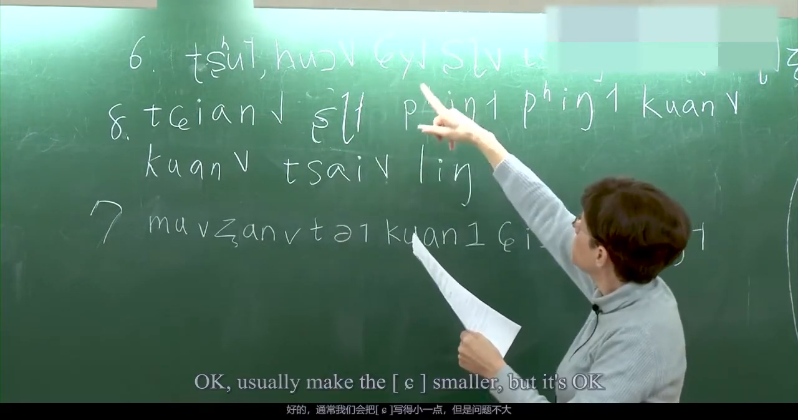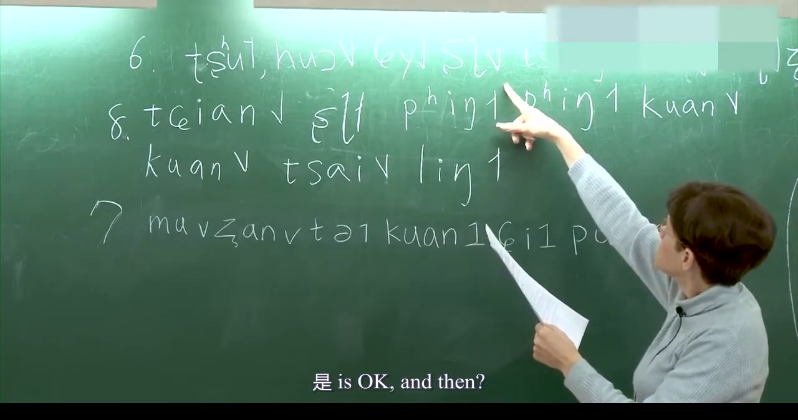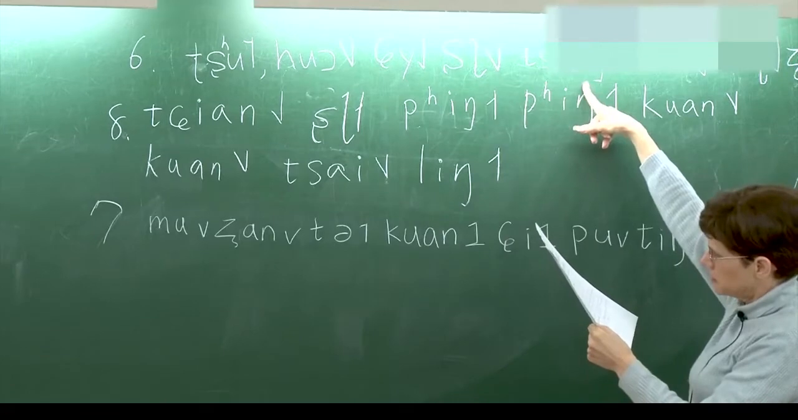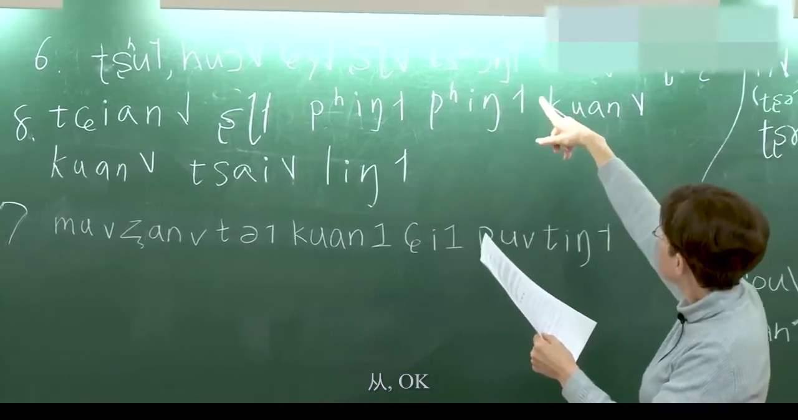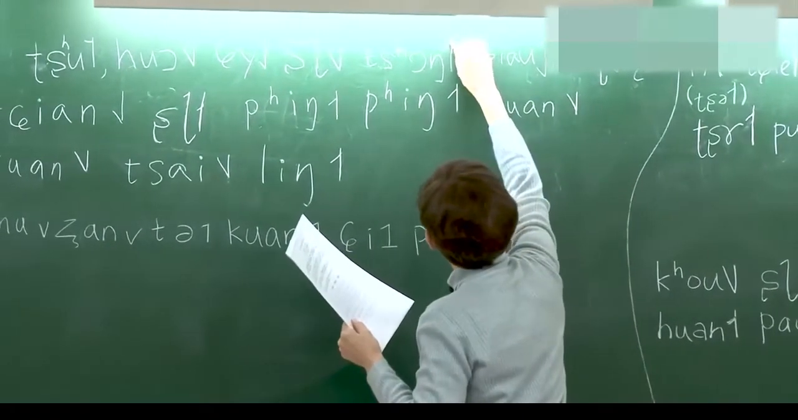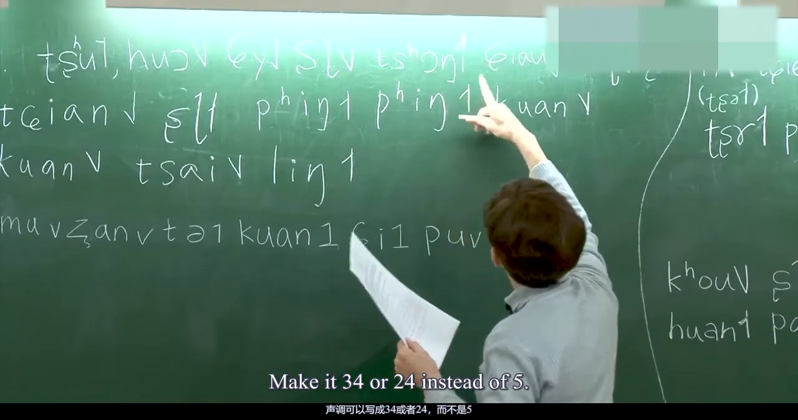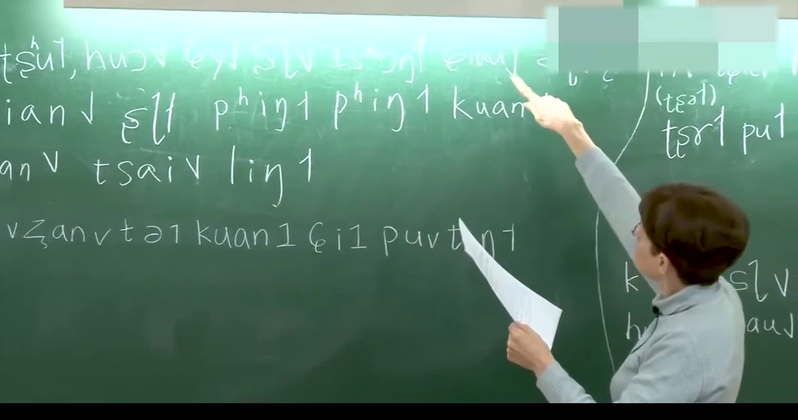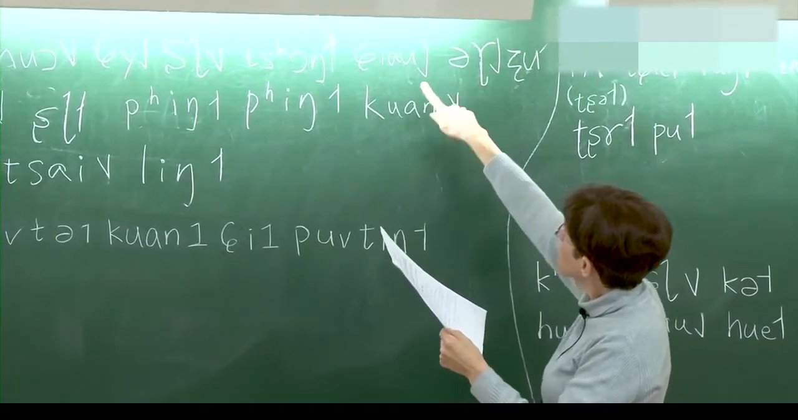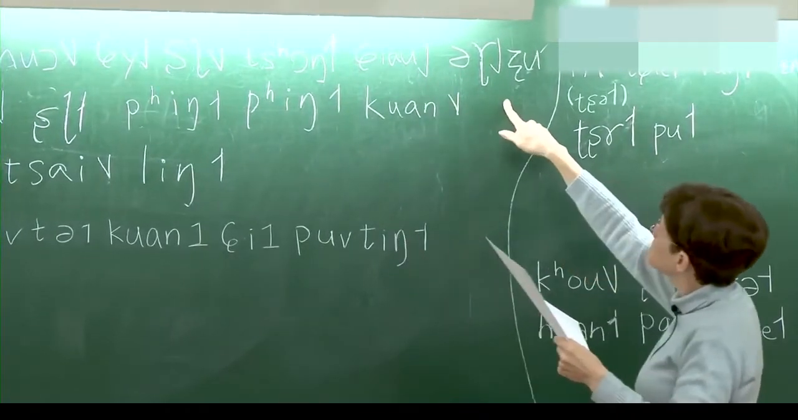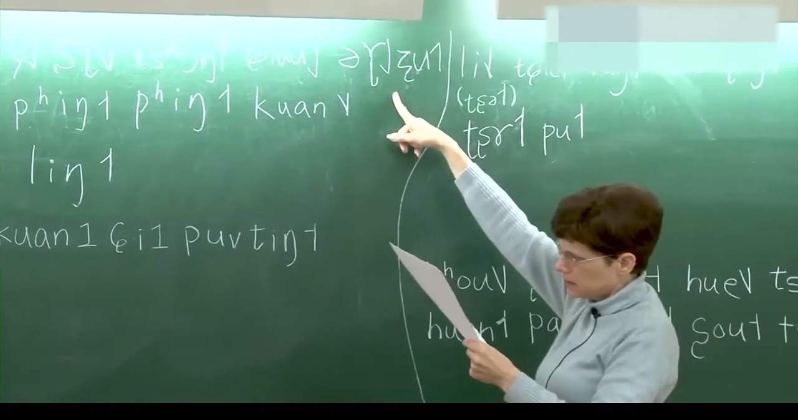续. Okay, usually make the she smaller, but it's okay. What else? 是 is okay. And then? 从. Okay. Except for we could make it a little, make it 3-4 or 2-4 instead of 5. 小. Is that okay? And 二. Is that okay?